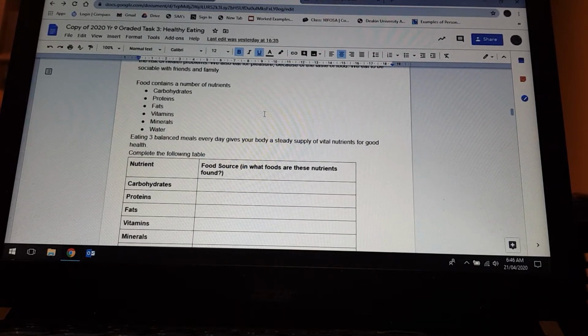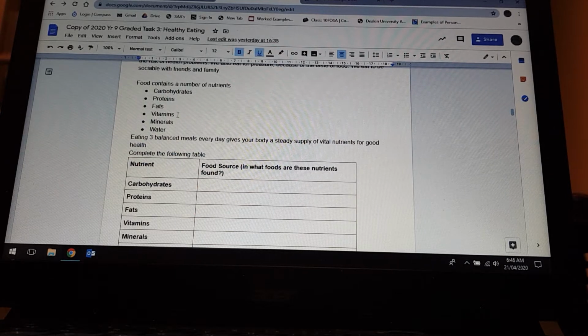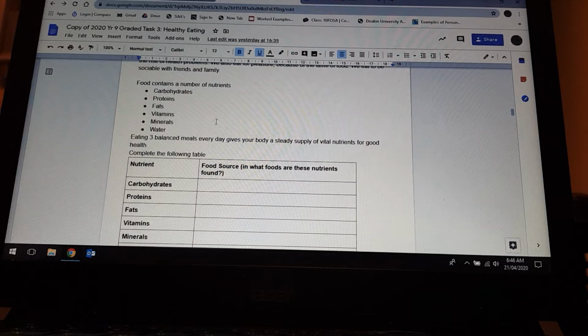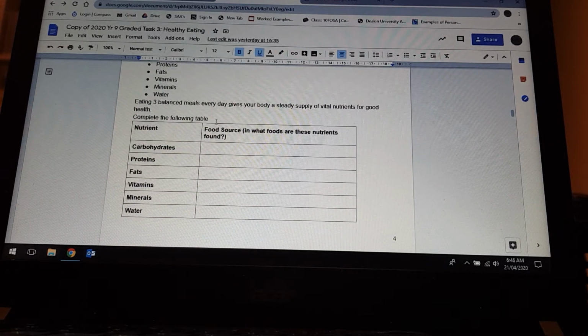foods are so varied, and yet there are only 6 nutrients. Okay? Carbohydrates, proteins, fats, vitamins, minerals, and water. All right? So they're the 6 nutrients, and they all come from food. Eating 3 balanced meals every day gives our body a steady supply of nutrients for good health.